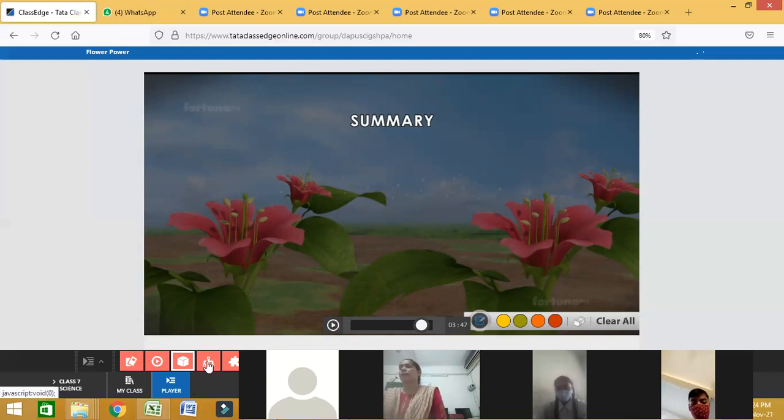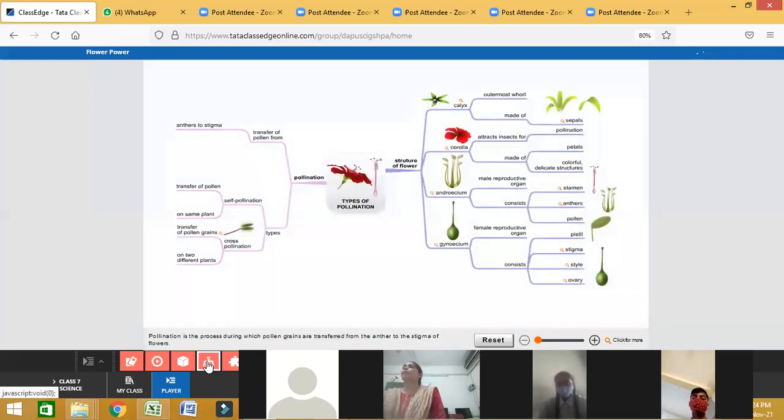Okay, now I am going to show you a concept map. See this? This is the concept map, and here you will see the types of pollination. Two types of pollination: first of all, one is self-pollination, and the other is cross-pollination. Just wait. See this.